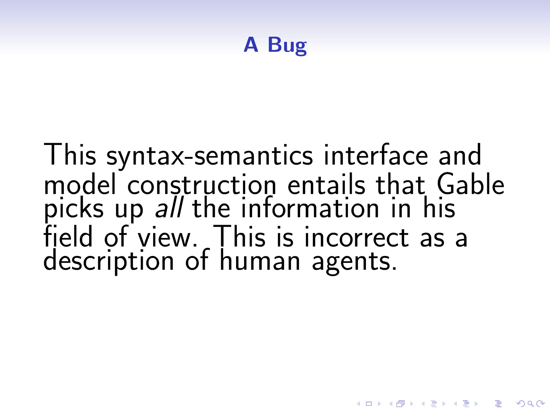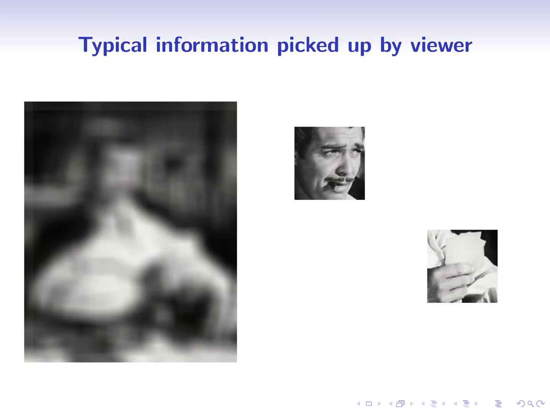Now we want to point out a bug in the analysis. This syntax semantics interface and model construction entails that Gable picks up all of the information in his field of view in a described situation for the comic. This is incorrect as a description of human agents. When human agents look, the information they pick up is more like this. We get a gross, fuzzy, low acuity package of information about the whole field of view.